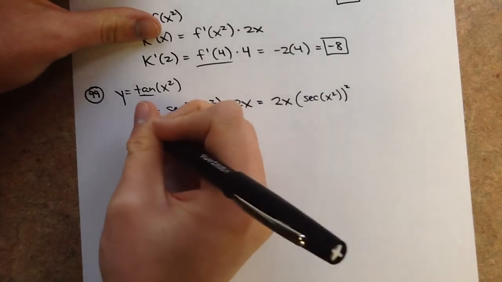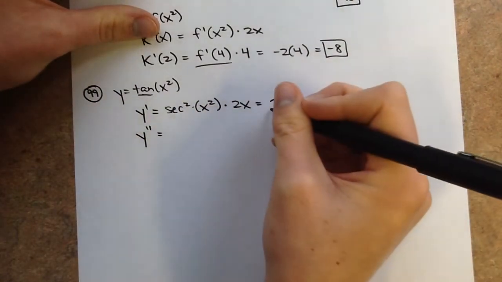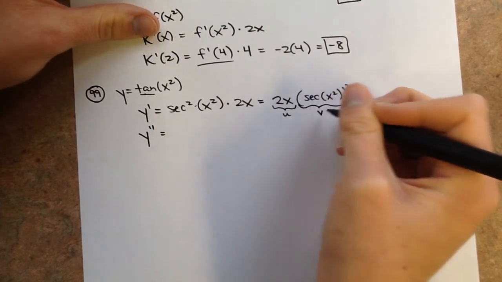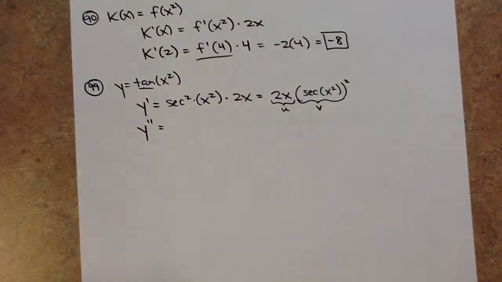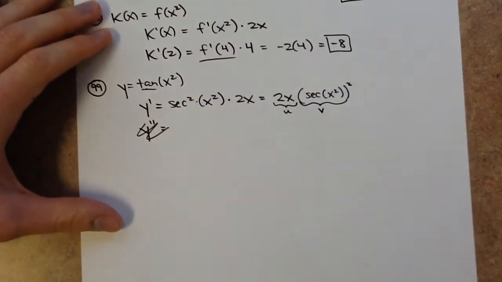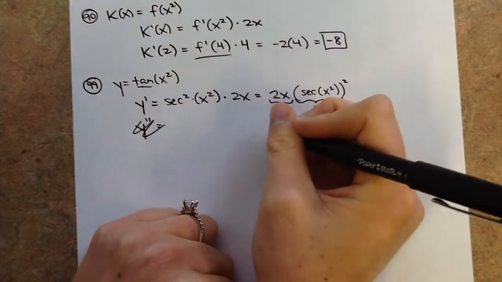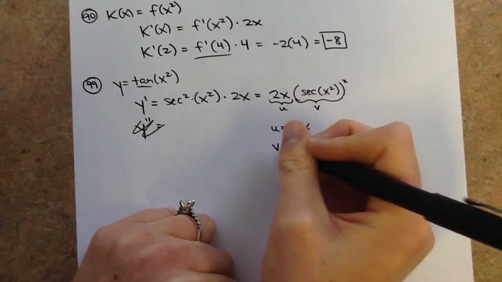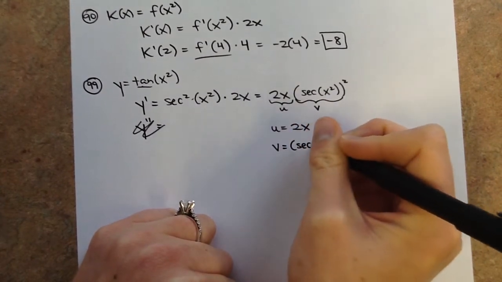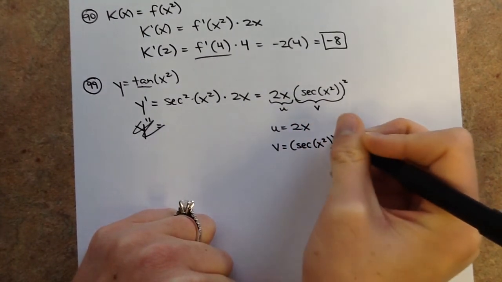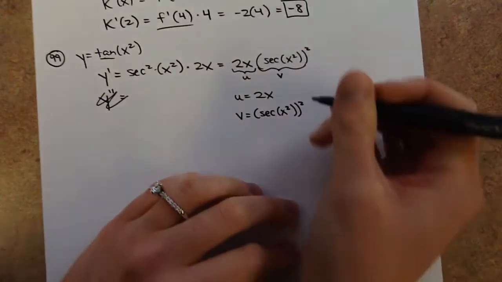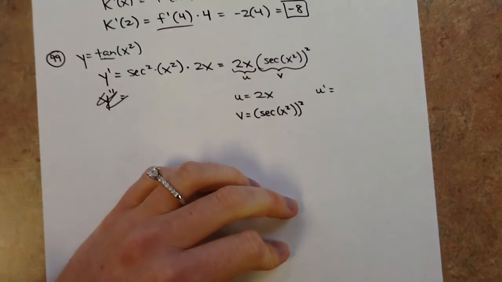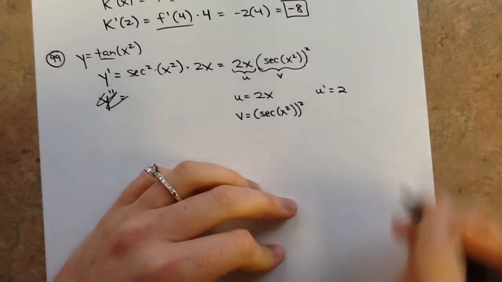When I go to do the second derivative, I'm going to have to do a nice little product rule. And the product rule is actually going to require a double chain rule. So let's hold off on that for a second while I get my product rule organized. So u is just 2x. That's nice and neat. V is the secant of x squared quantity squared. Okay, u prime. The derivative of 2x, because 2x is linear, its derivative is just 2.